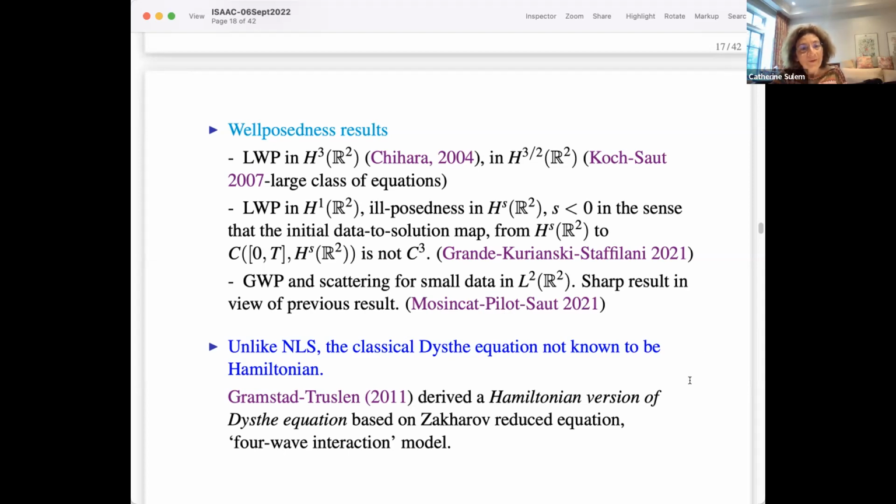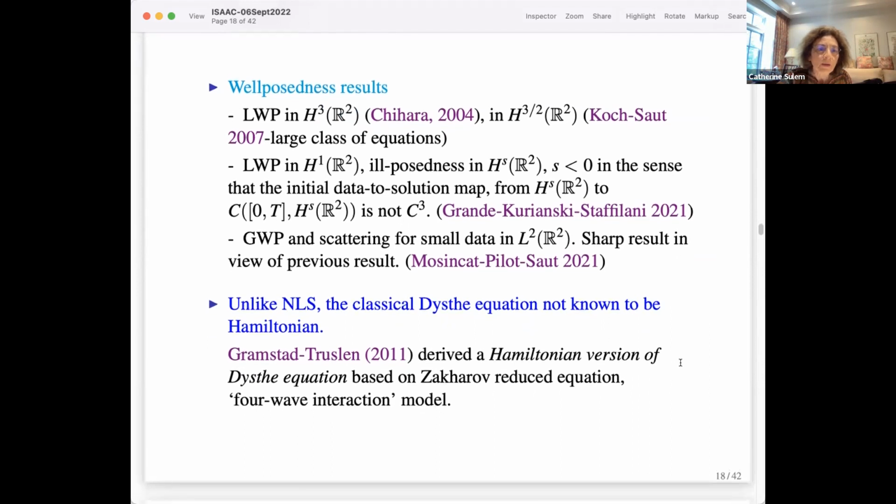Now, the classical Dysthe equation, derived by Dysthe and by other authors for other situations, was not known to be Hamiltonian. So Gramstad and Trulsen in 2011 derived the Hamiltonian version of Dysthe, but they did not start from the original Euler equation. They started from a model that Zakharov proposed some time ago. It's called the 4-wave interaction model.